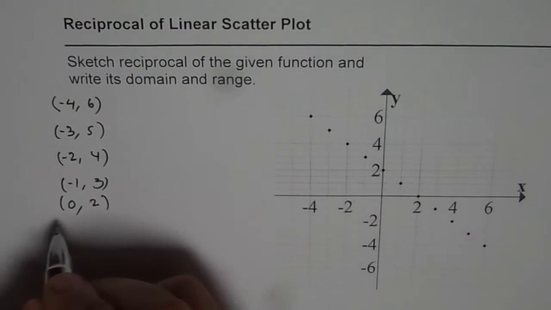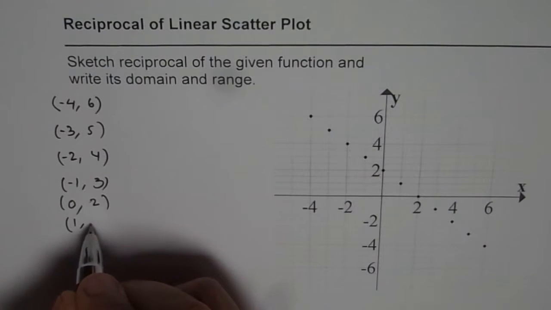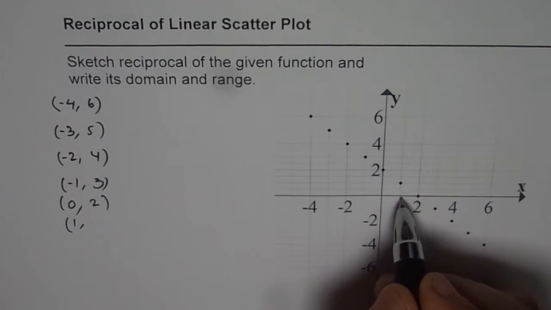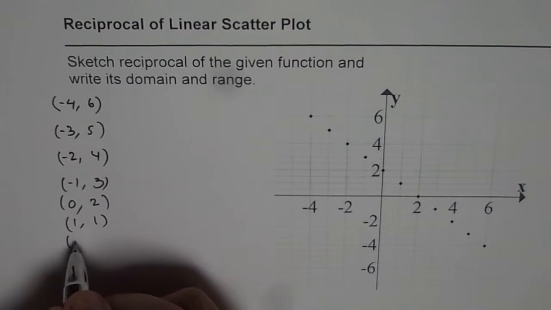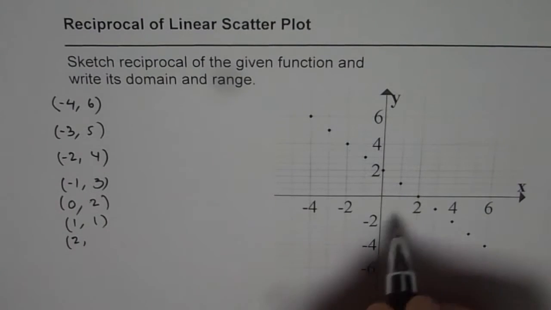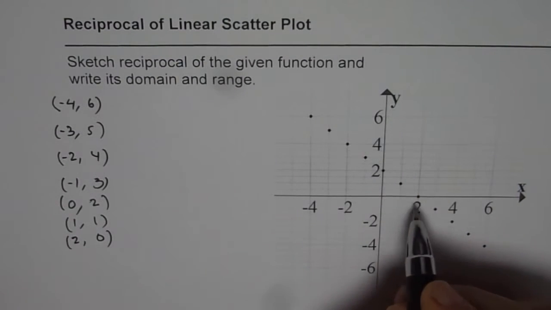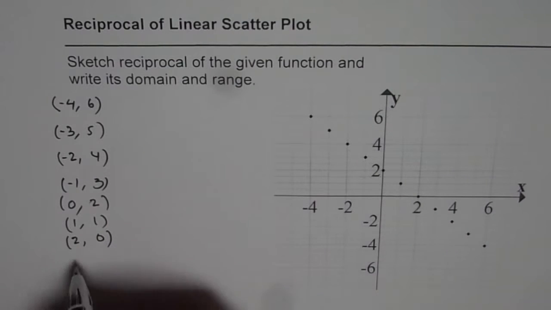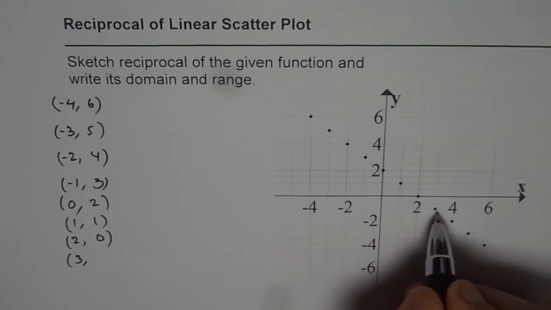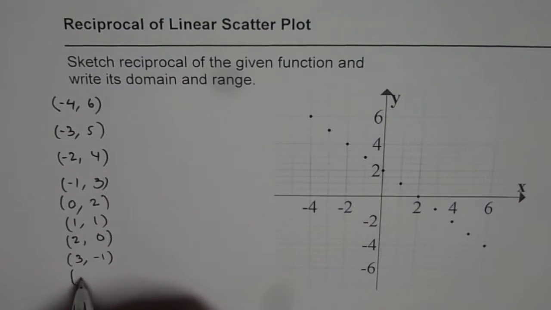So as we move forward, at x = 1 the value is 1. And at 2, the value is 0. Good. So that is the x-intercept. And at 3, we have -1. And at 4, we have -2. Likewise, these values are given to us.